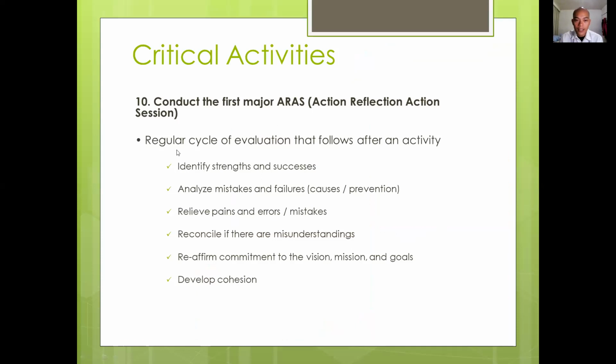The ARAS is a regular cycle of evaluation that follows after activity. What will we do? An ARAS will help us identify strengths and success. Ito yung mga strengths natin as a group. Ito yung mga success natin sa mga programs na implement natin for today or last week. ARAS also helps us analyze mistakes and failures and what caused the mistakes and how do we prevent them. Okay, parang meeting siya. Okay, you reflect as a group.